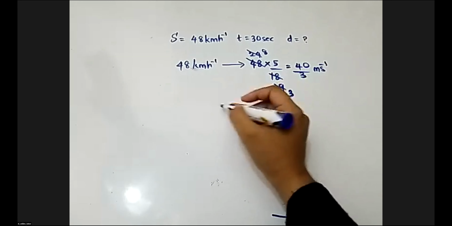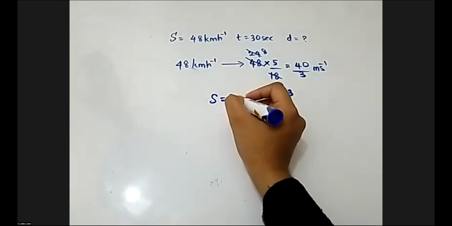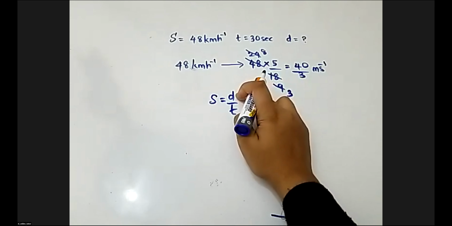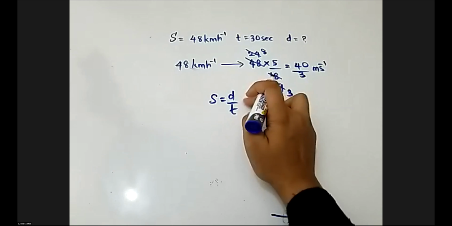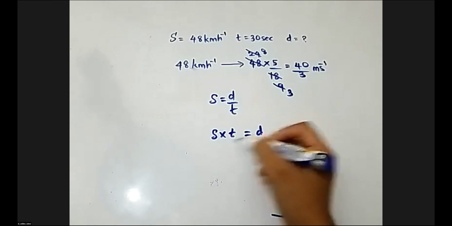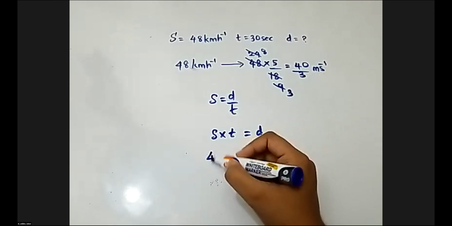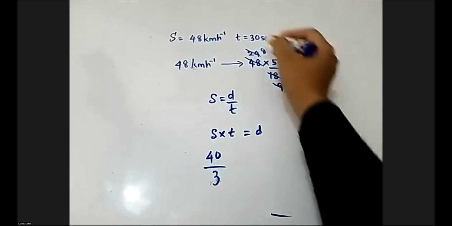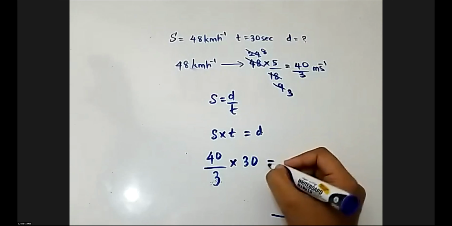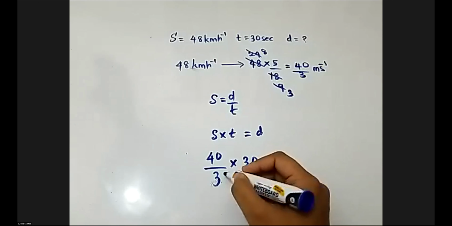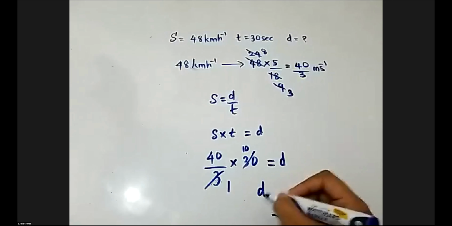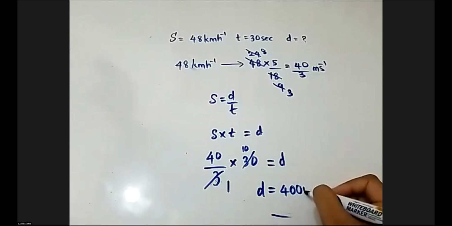Right, now we'll find the distance. Speed is equal to distance over time. First of all, I have to make D the subject. Then T should be removed. Multiply both sides by T. Then you are getting speed, you know, it's 40 upon 3. Time, 30 seconds. Now the distance is how much? 3 times 1, 3 times 10. 40 into 10 is 400 meters.